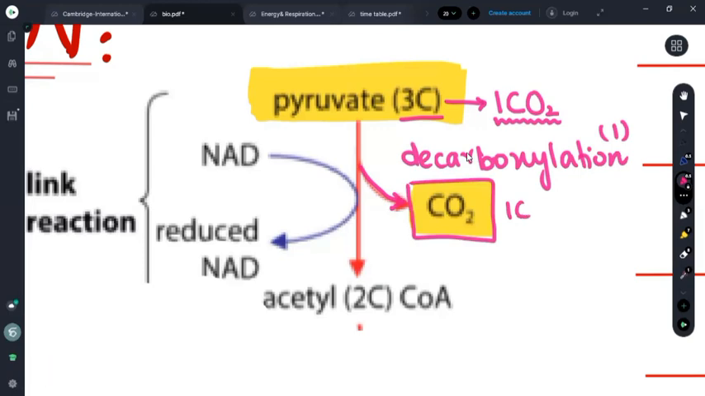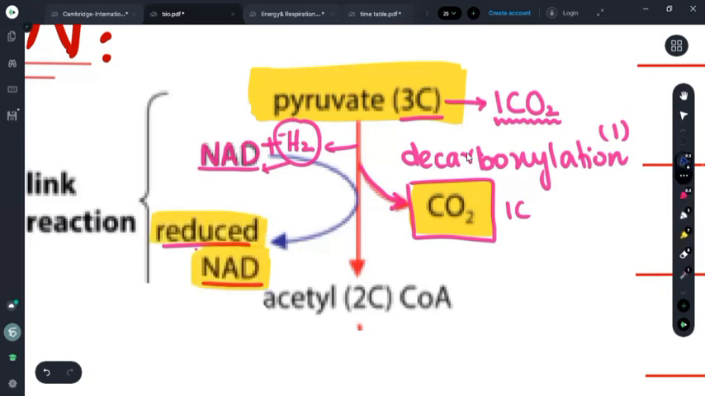Now, the second thing that happens here is that this pyruvate molecule loses a hydrogen. This hydrogen gets combined with the hydrogen carrier molecule NAD, nicotinamide adenine dinucleotide, and it gets reduced, forming its reduced form, reduced NAD. So 2 things happen here: first, decarboxylation, formation of a carbon dioxide molecule, and then dehydrogenation. Hydrogen is removed from the pyruvate and combined with the hydrogen carrier molecule, forming reduced NAD.